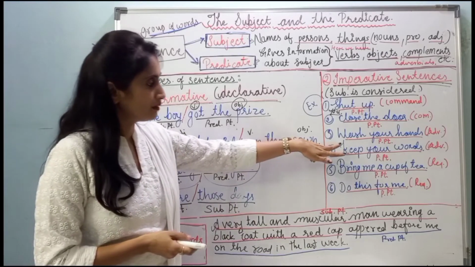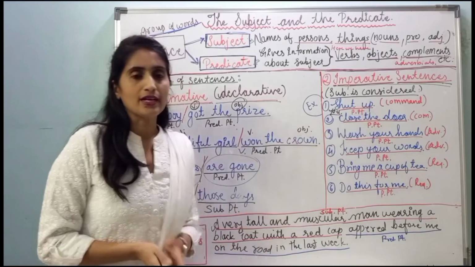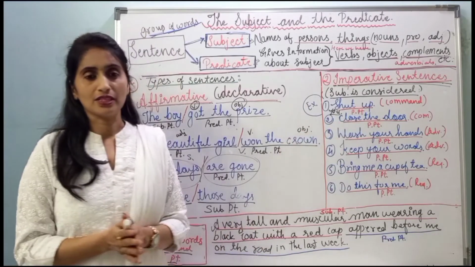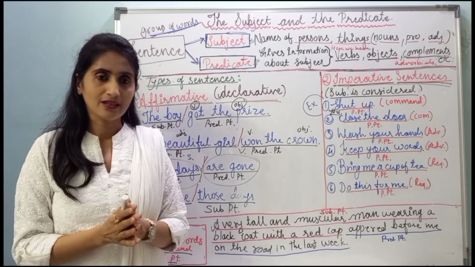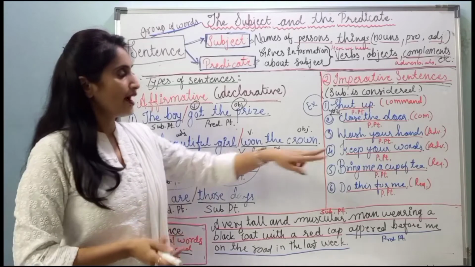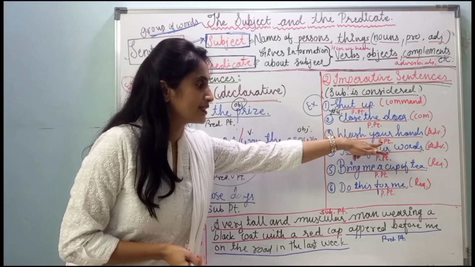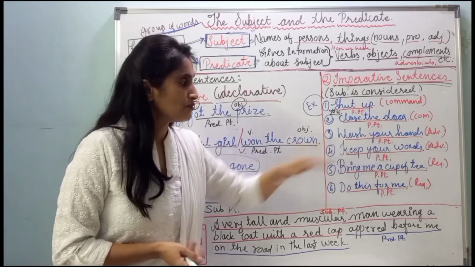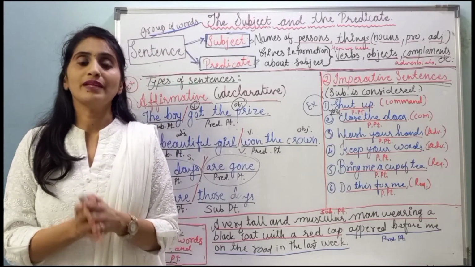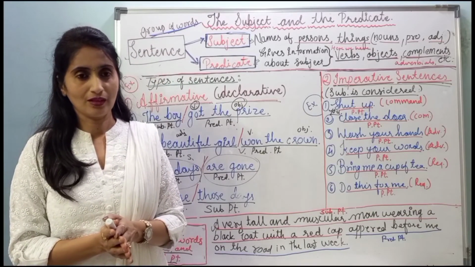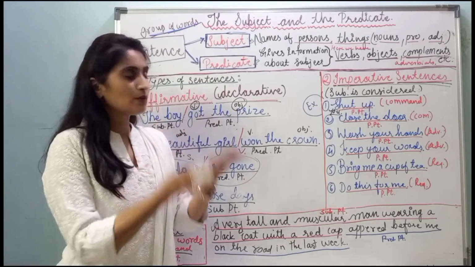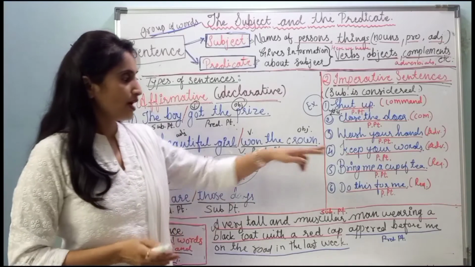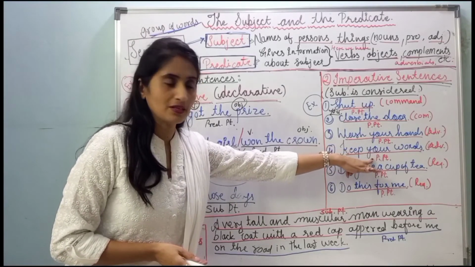Okay, see the third sentence now. Wash your hands. What is this? This is an advice. You wash your hands. You is the subject here and wash your hands is the predicate part. The next sentence is keep your words. This is also a piece of advice. And keep your words is the predicate part.